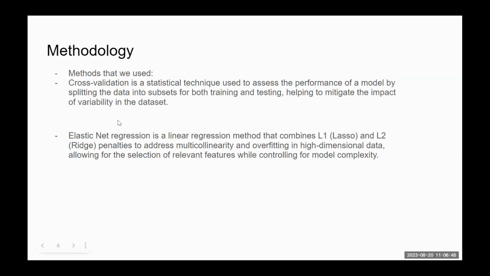So let's move on to the elastic net regression. Elastic net regression is a linear logistic regression method that combines L1 (lasso) and L2 (ridge) penalties to address multicollinearity, overfitting, and high-dimensional data, allowing for the selection of relevant features while controlling for model complexity.